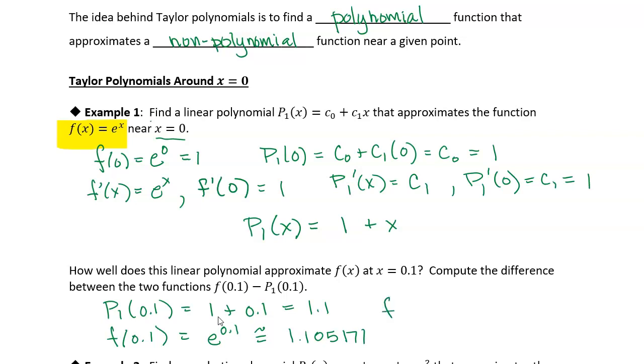If I look at the difference between the two, if I take f of 0.1 minus the polynomial at 0.1, it turns out to be 0.005171, which is less than a 5% error. Okay, if you compute the percent error, it's less than a 5% error. That's not too bad. Okay, but can we do better? And that's what we're going to talk about in the next example. We're going to add another term and try to do better, try to come up with a better approximation for e to the x using a polynomial.